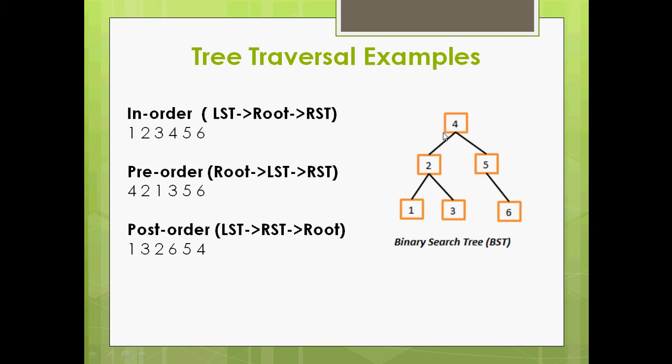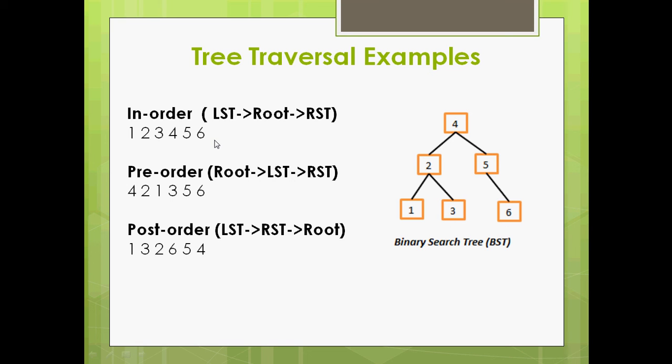Then comes the root, 4. Then again here we need to follow the binary search tree rule. There is no left subtree, so directly we have root and then right subtree. So 5 and 6. So the order becomes 1, 2, 3, 4, 5 and 6. Also you can see that if you strictly follow the binary search tree rule while creating a tree, and you have an in-order traversal display of it, the tree is displayed in ascending order.